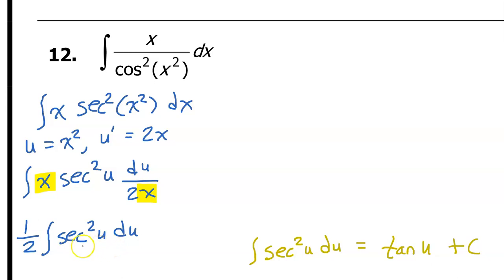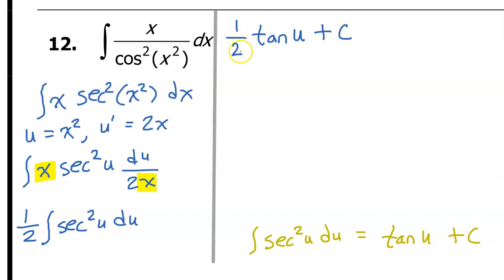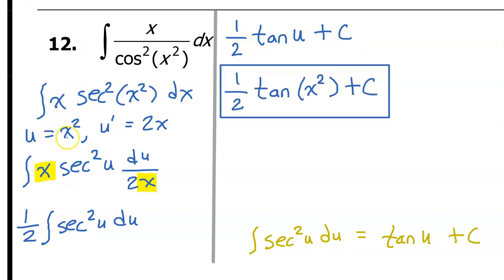So this is just like I thought. I know how to take the integral of secant squared u. It's just going to be tangent u plus c. Don't forget the 1/2 in the front, but now we have this. Substituting x squared back in for u gives us the final answer.